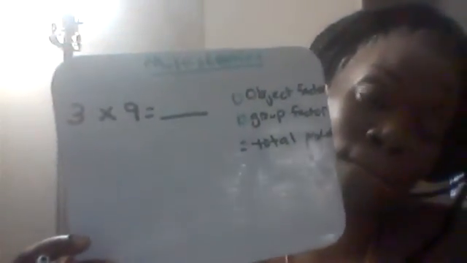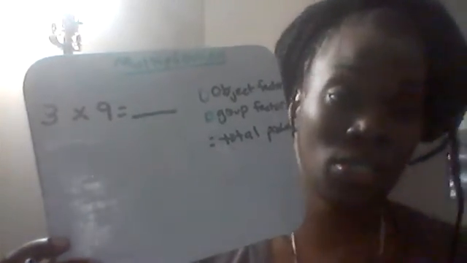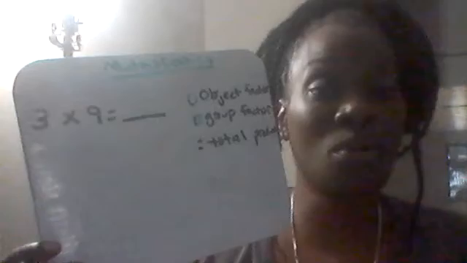Let's put a circle around our object factor. Which number should I circle? Did you say 3? If you said 3, you are absolutely correct. Now, let's put a square around our group factor. What is our group factor? Did you say 9? You are absolutely correct.